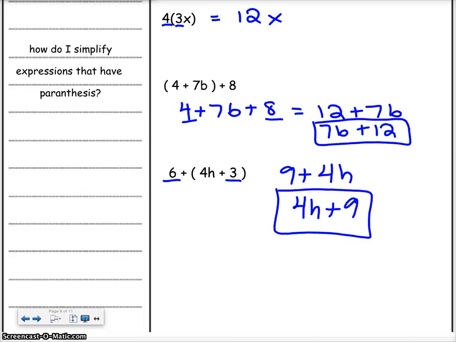And we are done with our learning target today. Yay. Do it on 3.